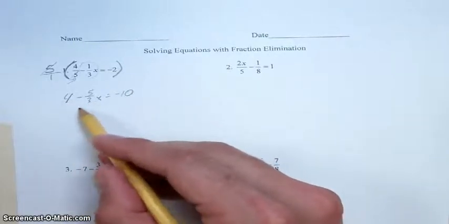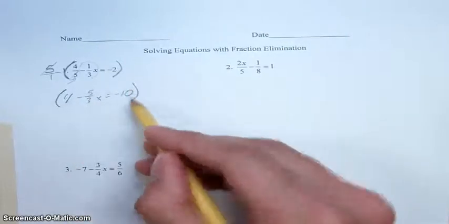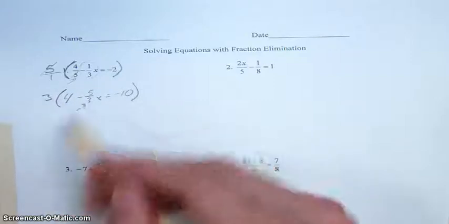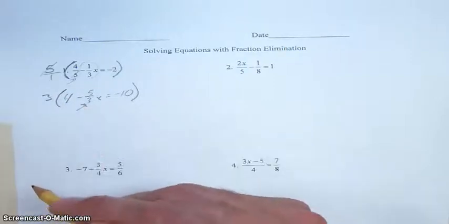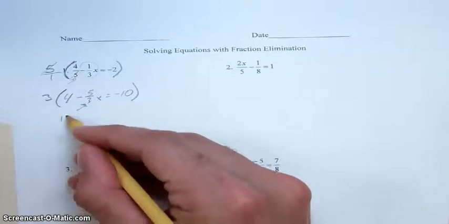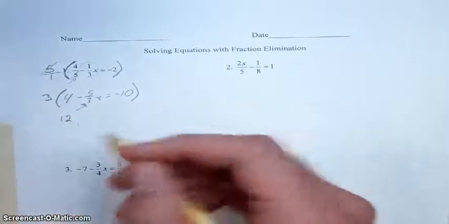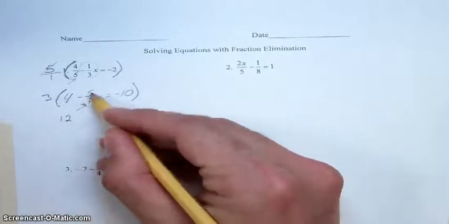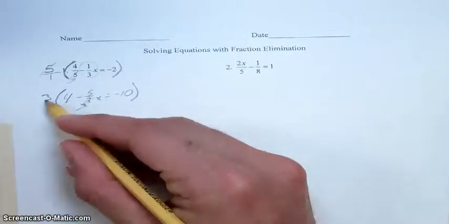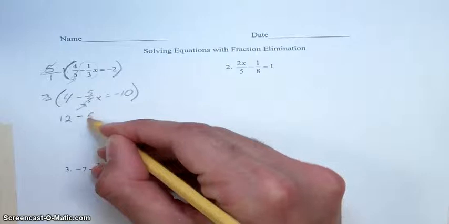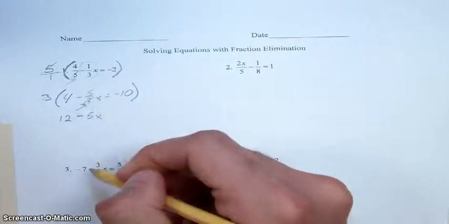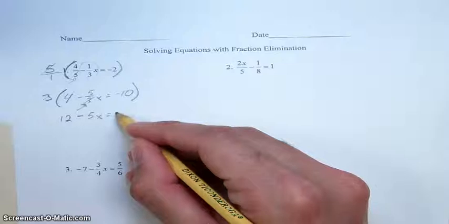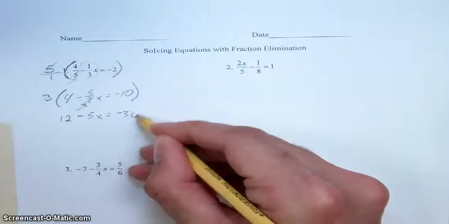I still have this fraction. So again, I'm going to do the same process and scale it up, this time by 3, because of this denominator of 3. So 3 times 4 is going to be 12. Again, I have to multiply everything, scale everything up by 3, make everything 3 times bigger. Now I'm multiplying 3 times -5/3. This 3 and this 3 cancel out, and I'm just left with -5x. And then 3 times the last term, 3 times -10, gives -30.